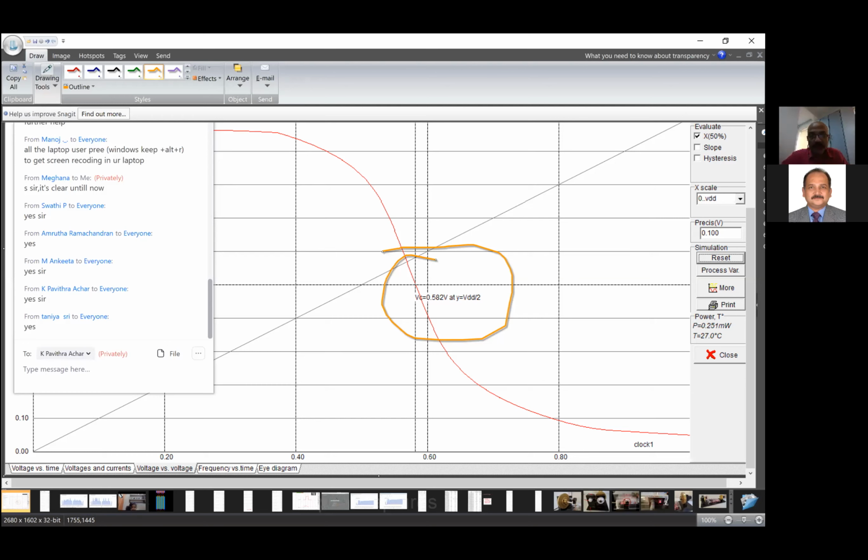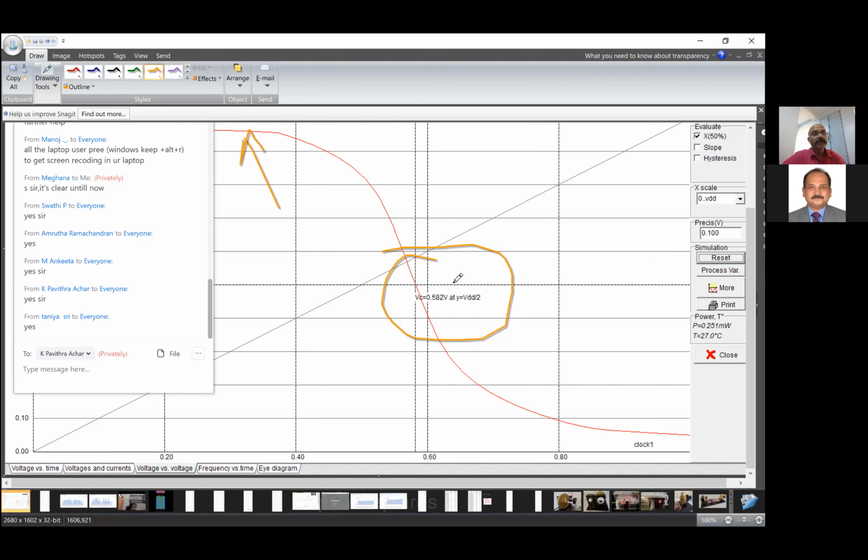So at this point, both the transistors have equal drive strength. That means both will have almost the same amount of current output. It is also an indication that this is the point at which both the transistors change over their mode of operation.